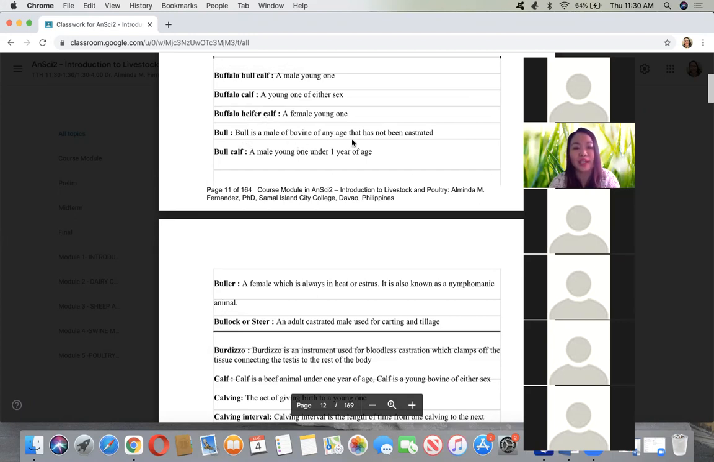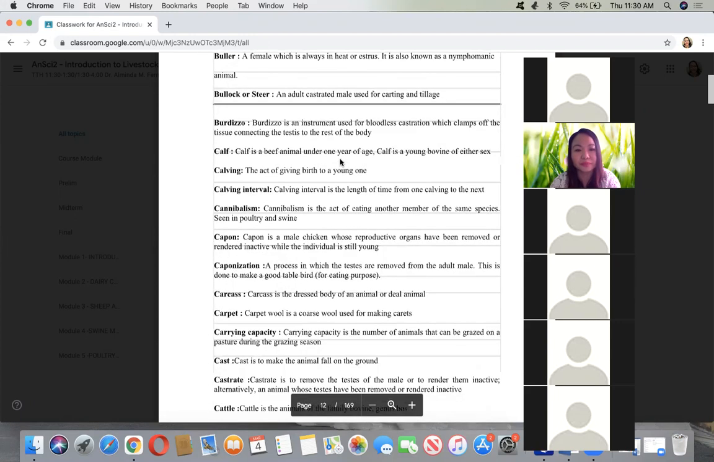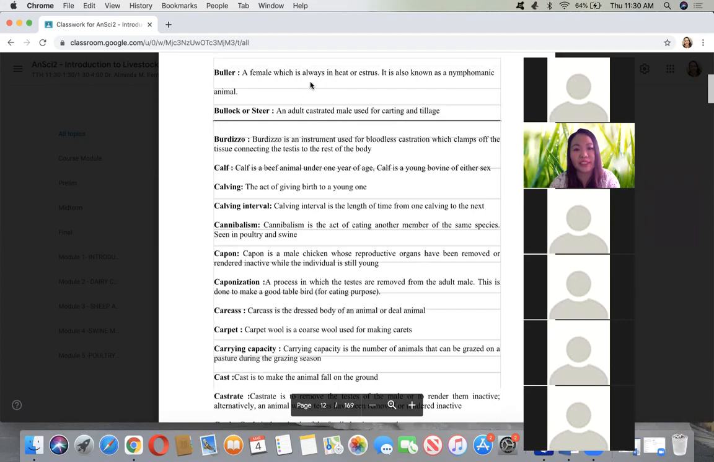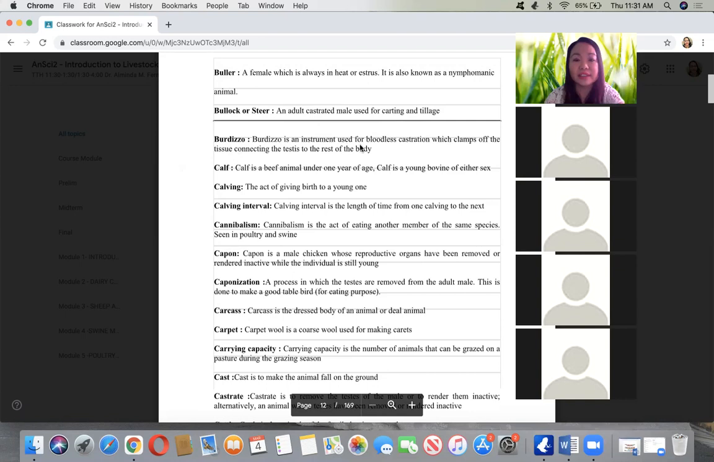Bull is a male bovine, and bull calf is a male young one under 1 year of age. So bulling, a female which is always in heat. So if it's in heat, you know, it's like a woman flirting. So bullock or steer, an adult castrated male used for carting and tillage. Burdizzo is an instrument used for bloodless castration. And calf is a beef animal. Calving is the act of giving birth to a young animal.